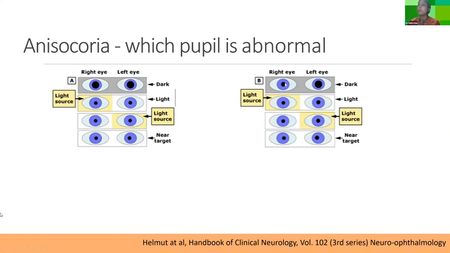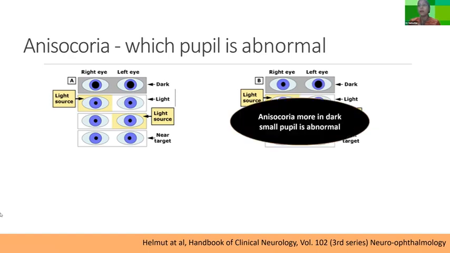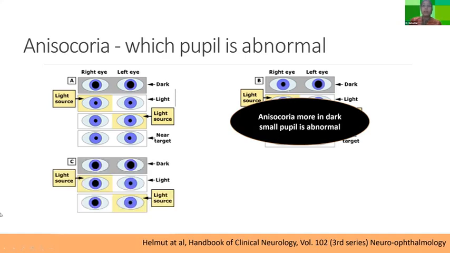On the second, whenever there is dark, the pupil ideally should dilate, but the pupil that constricts is abnormal, because in the dark the pupils dilate through the sympathetic system, but in the light the pupils constrict. So this is the anisocoria which is more in the dark. The small pupil is abnormal.